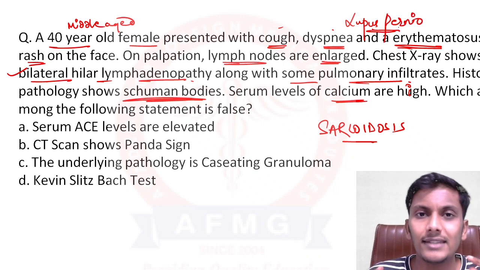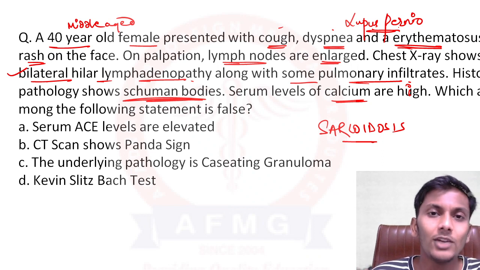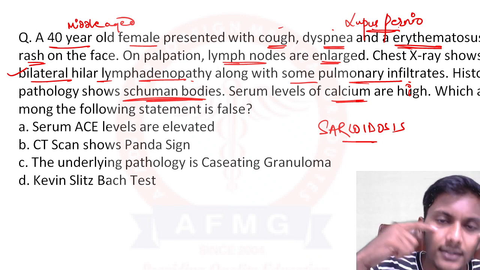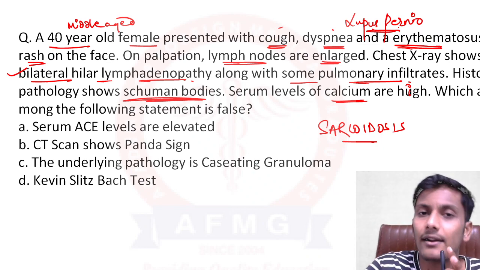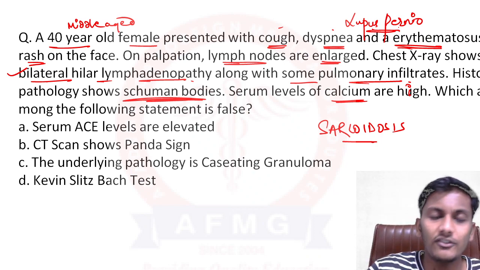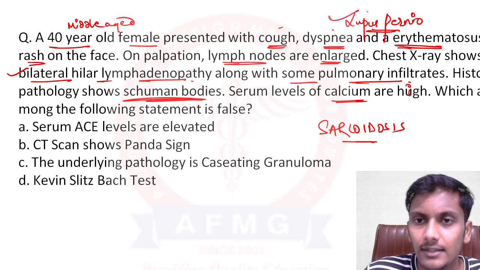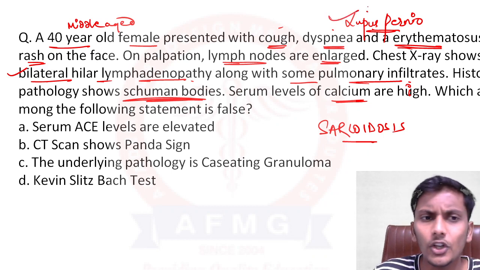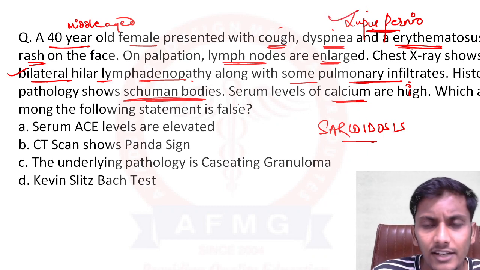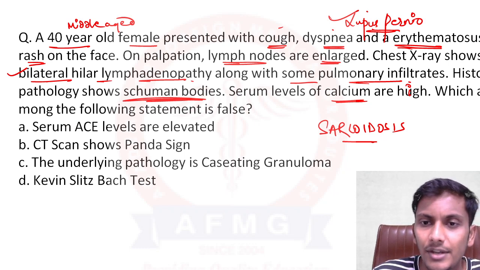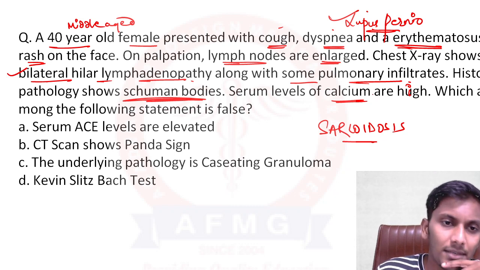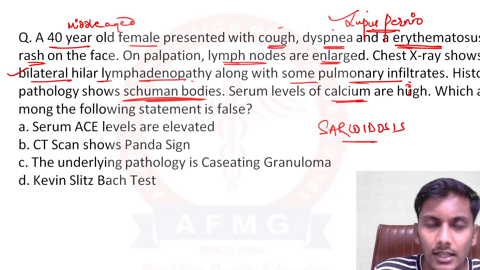Whereas in SLE, which is a differential diagnosis, the rash seen on the face does not involve the nasolabial folds, and that is your malar rash or butterfly rash. This is different from the rash seen in SLE. This is your lupus pernio. So bilateral hilar lymphadenopathy is seen, pulmonary infiltrates are seen, Schaumann bodies are seen, and serum calcium levels are high, that is hypercalcemia. So this is for sure a case of sarcoidosis.